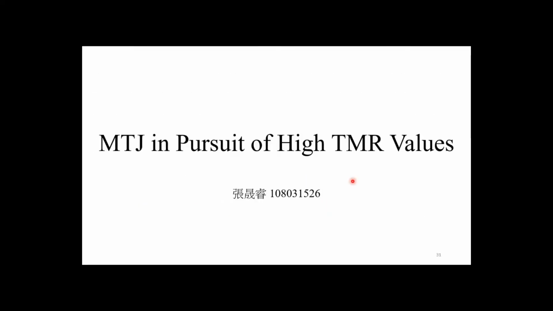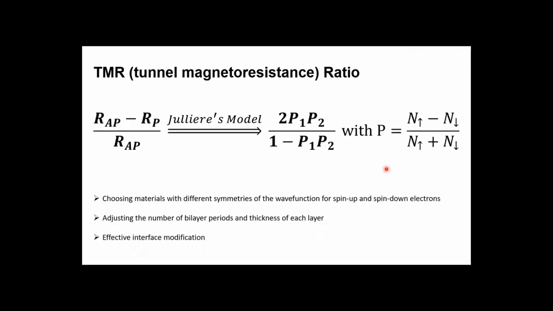My name is Zhang Chenrui, and here I'm going to present MTJs in pursuit of high TMR values. So as we know, the TMR ratio is (R_AP minus R_P) over R_AP. R is the resistance, AP is the antiparallel state, and P is the parallel state. And with the Julliere model, the TMR ratio can be further expressed as 2 P1 P2 over (1 minus P1 P2). P is the number of electrons spin up minus spin down over the sum of the electrons spin up and spin down.